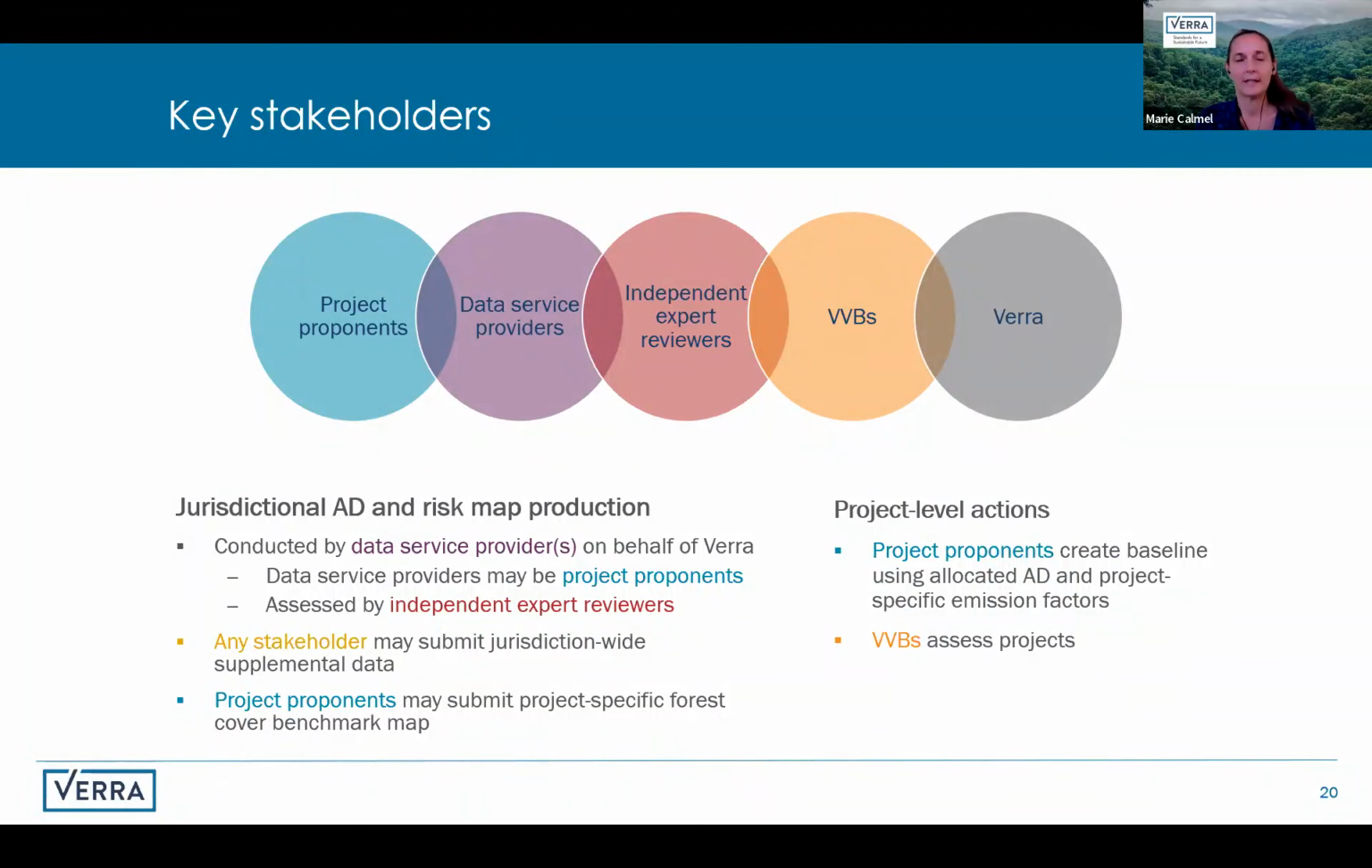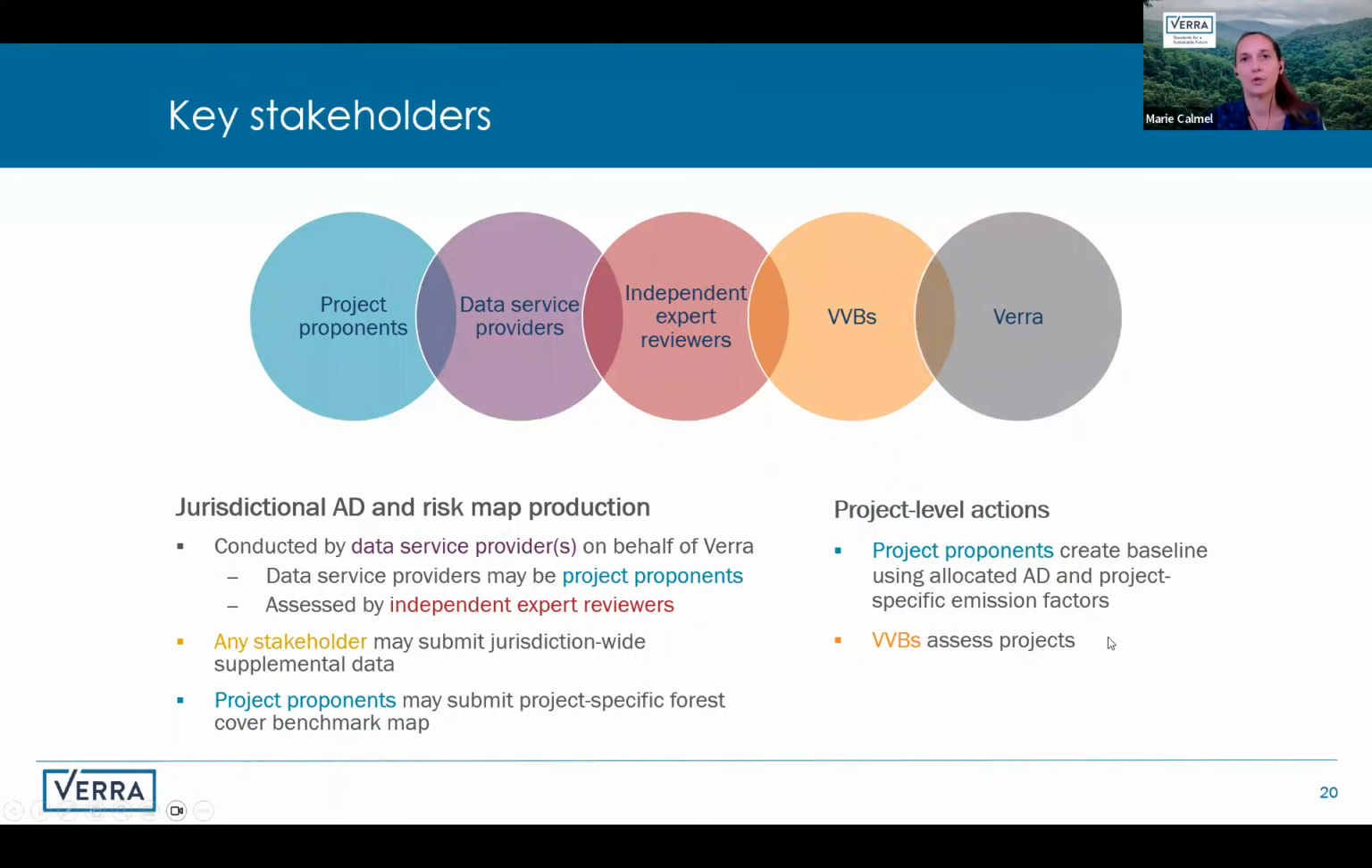This jurisdictional data and the allocation of activity data baseline to projects will be assessed by independent expert reviewers to be selected through a formal process that will be launched in the coming weeks. And once data are assessed, Verra will allocate activity data baseline to projects, and then the PP will be able to define their final baseline and develop the project description. So once the project description is ready, the project is listed under validation, and the public comment period has been initiated, the project will go through the usual validation and verification process by a reviewer.